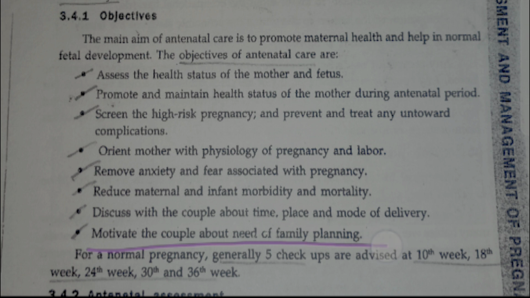Motivate the couple about the need for family planning. We need to motivate them, and most importantly, we need to motivate them for spacing. Spacing is nothing but there should be at least 2 years of distance between two children. Like if the first child was born in 2000, then the next child should be born in 2002. There should be a 2 year difference. That is spacing, and that should be motivated. We need to provide education about it.